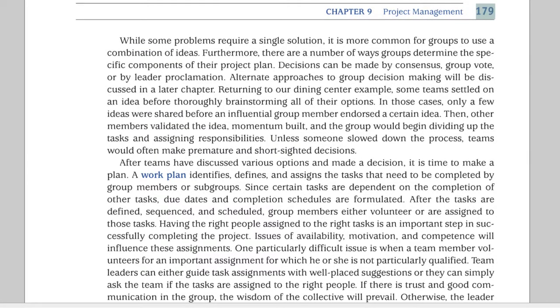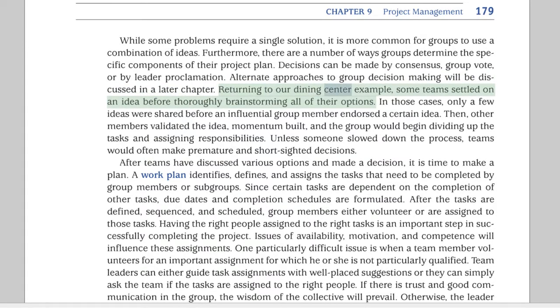While some problems require a single solution, it is more common for groups to use a combination of ideas. Furthermore, there are a number of ways groups determine the specific components of their project plan. Decisions can be made by consensus, group vote, or by leader proclamation. Alternate approaches to group decision-making will be discussed in a later chapter.